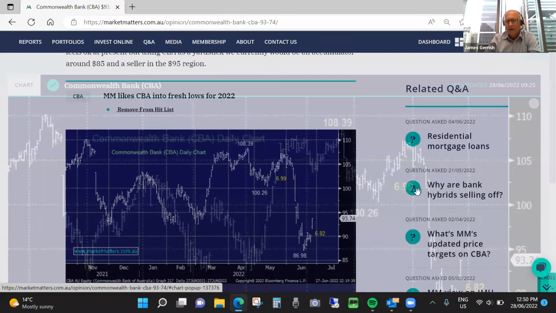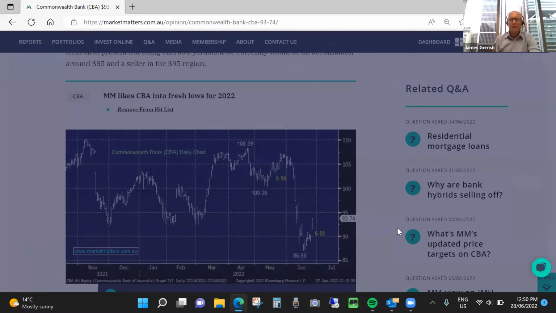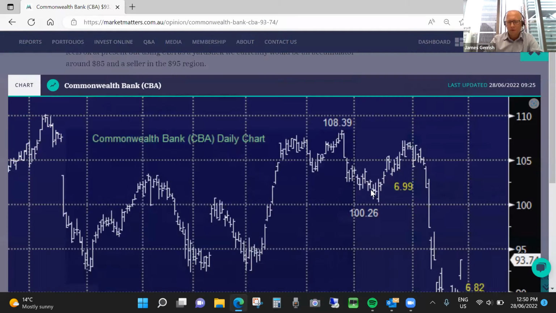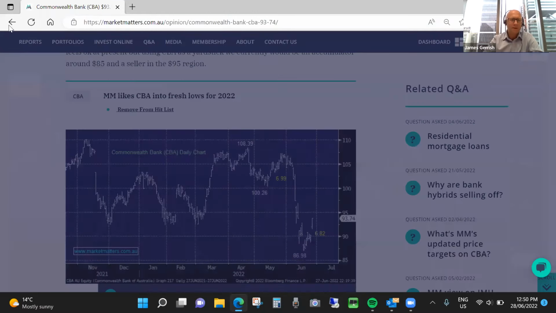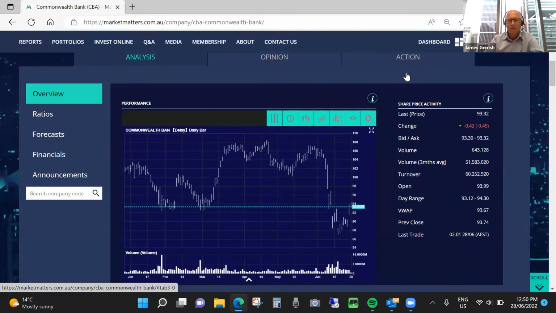This is the static chart that stays with that piece of content. So I think it's really important to look at a piece of content or a view around an individual stock and give that view context. So this is what it was doing at the time we wrote that view. This is a static chart to show that. That's kept on the Market Matters website, and that will be linked to that content all of the time.